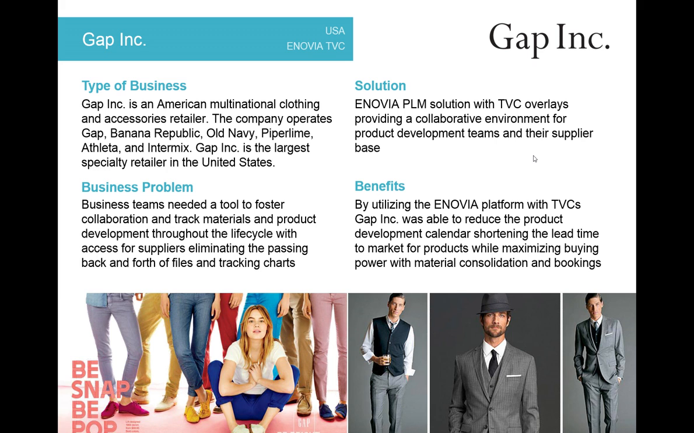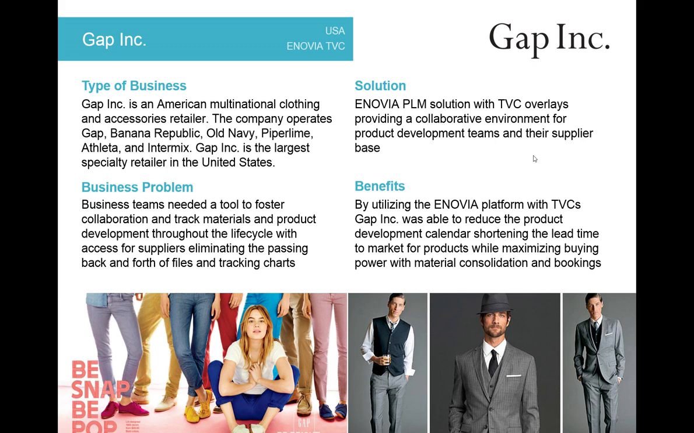So enhancing the collaboration is really key for eliminating passing back and forth, as it says here, of files and tracking charts, huge Excel files, extremely hard to manage and update. So the solution they went for was to go for an ENOVIA PLM solution with TVC overlays. TVC, that's Technia Value Components, our plugins for enhancing usability and functionality in ENOVIA PLM systems.